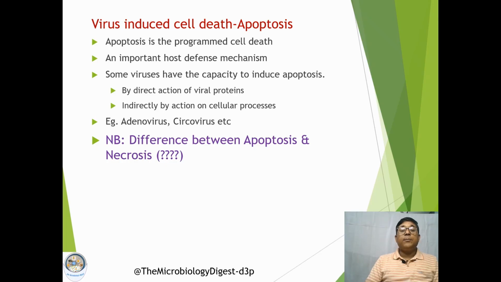There are many viruses, for example adenovirus, that can induce programmed cell death, which is called apoptosis. Here it is important to understand the difference between apoptosis and necrosis. Necrosis is another process where there is also cell death. The first difference is that apoptosis is a physiological process and necrosis is a pathological process. Likewise, there are different points by which we can differentiate between apoptosis and necrosis.